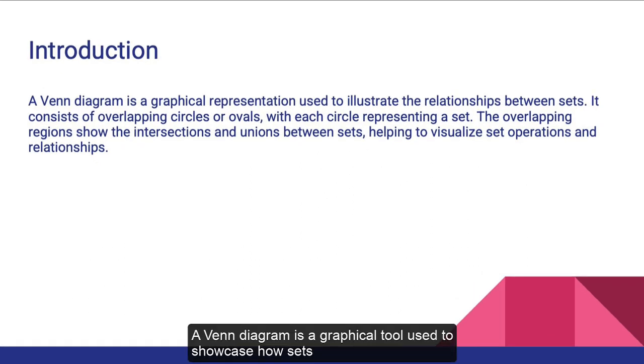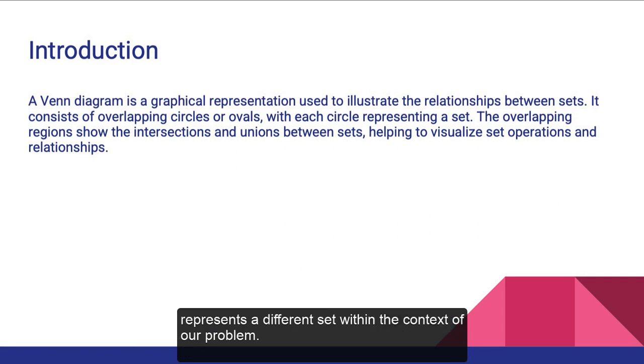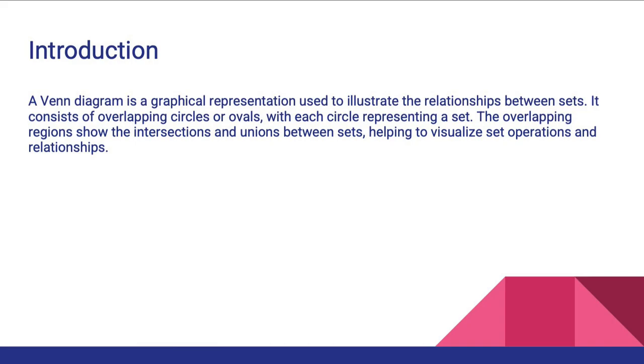A Venn diagram is a graphical tool used to showcase how sets relate to one another. At its core, a Venn diagram is composed of overlapping circles or ovals. Each circle represents a different set within the context of our problem.